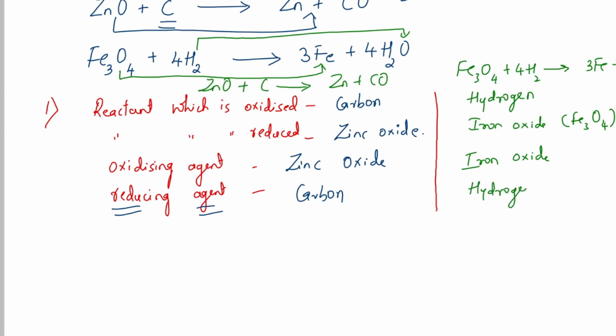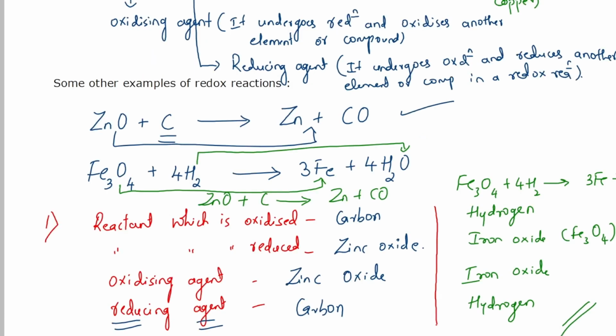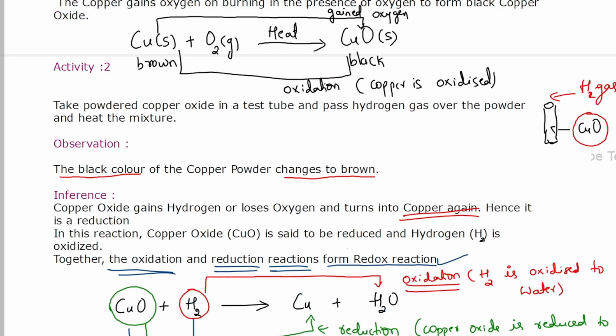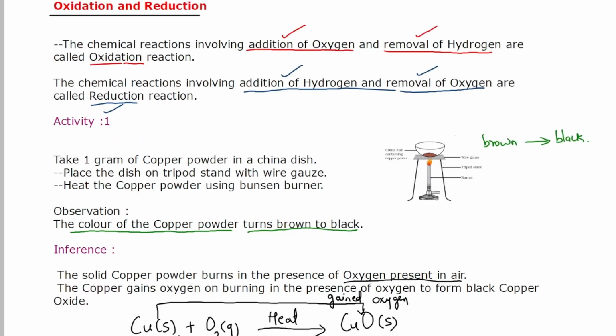In your examination, the most important thing they are going to ask you is which is oxidized, which is reduced, which is the oxidizing agent, which is the reducing agent. You have to remember all these points regarding oxidation and reduction reactions. This is all about oxidation and reduction reactions, that is, redox reactions.